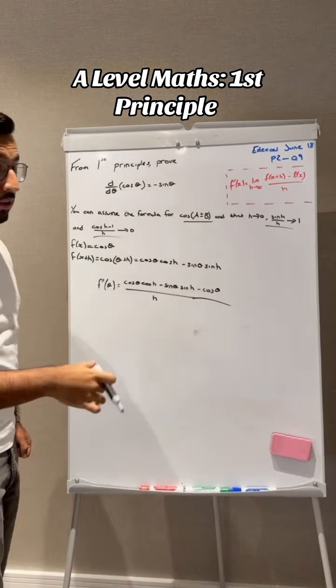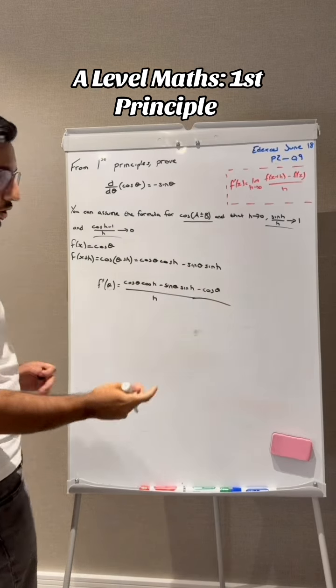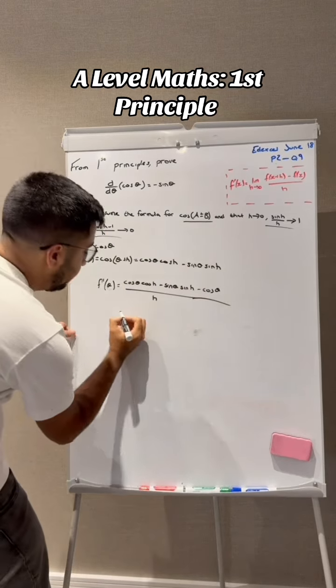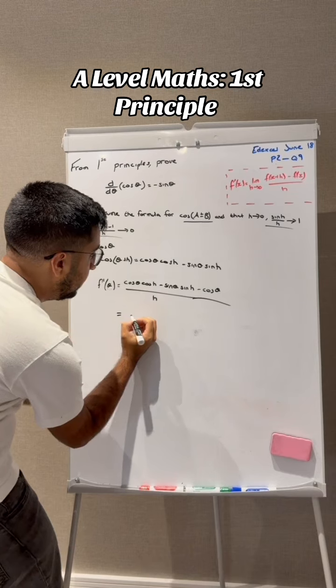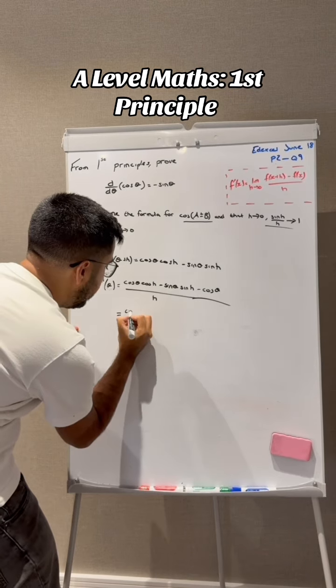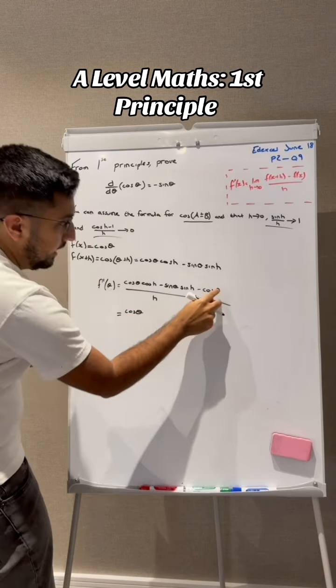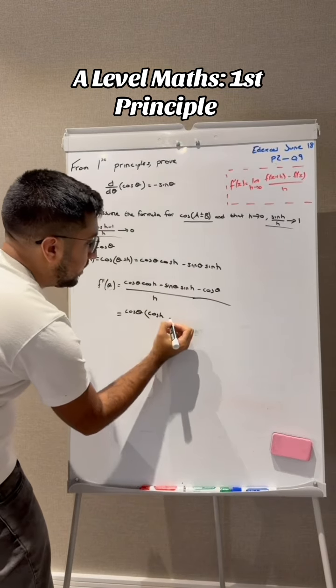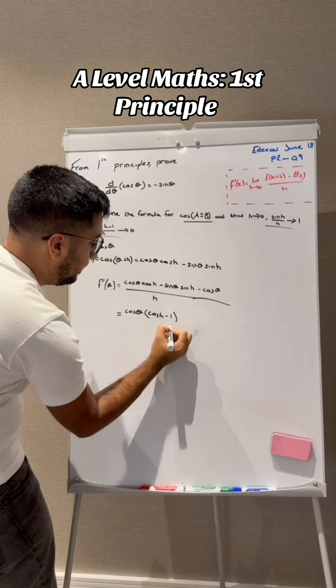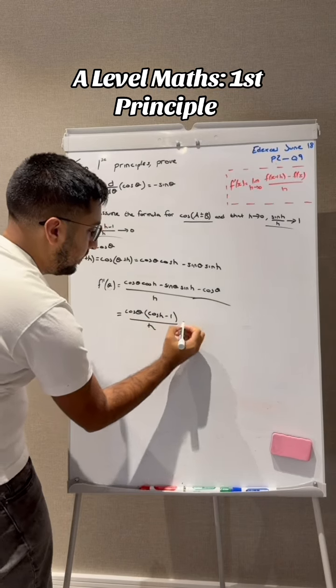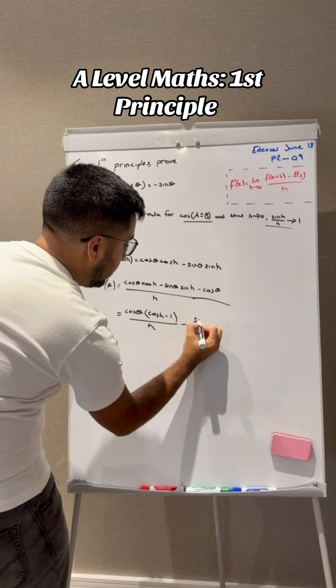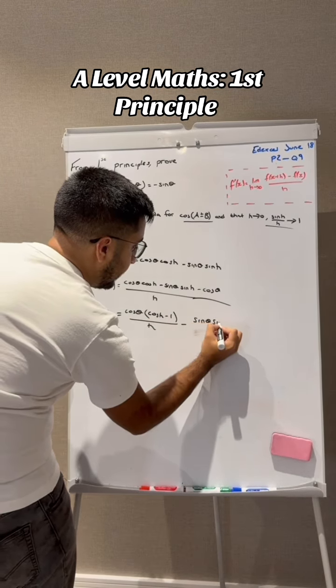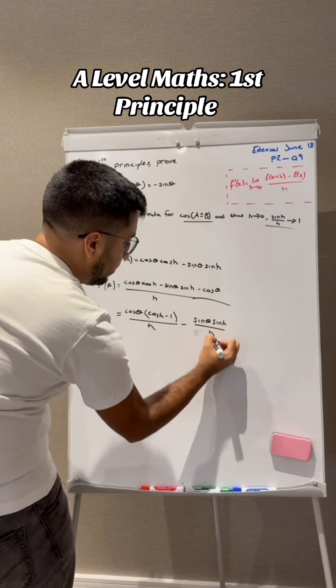So how are we going to get sine h over h? Well, right now we've got one long fraction, let's split it into two fractions. Let's split it into cos and sine. So we have cos theta, and I'm going to just factorize to make life a bit easier. And then we've got cos h minus 1 over h minus sine theta sine h over h.